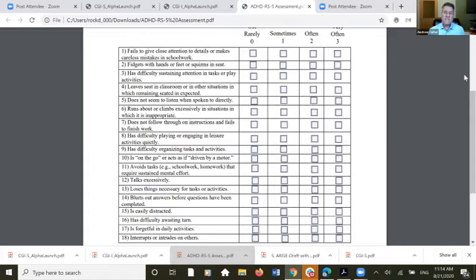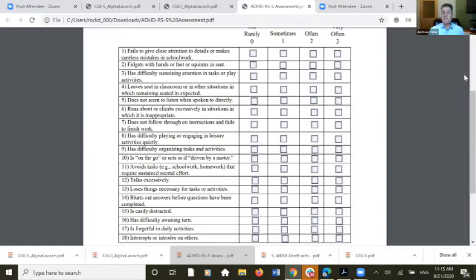Now you'll notice that each item is rated on a scale from 0 to 3, with 0 being never or rarely, 1 is sometimes, 2 is often, and 3 is very often. Now looking at the keys here, it sounds like this is a frequency scale, just rating how frequently the symptom occurs. But in actuality, the proper way to rate this scale incorporates also the severity or the impact on function.